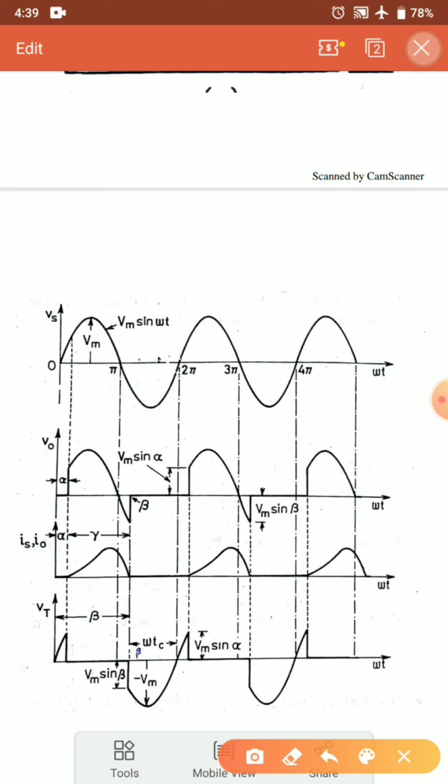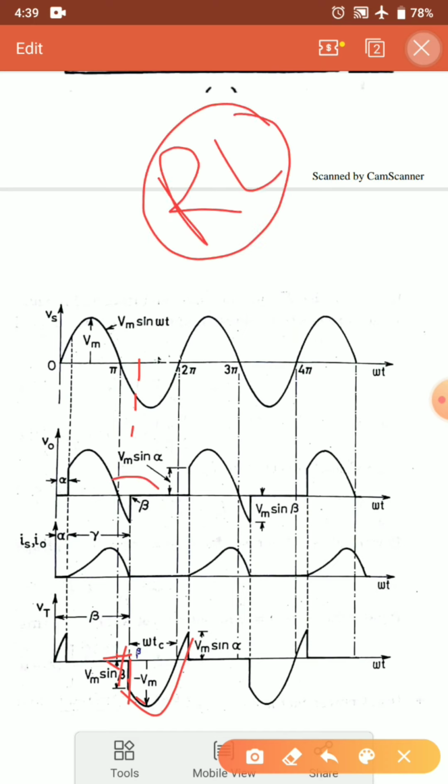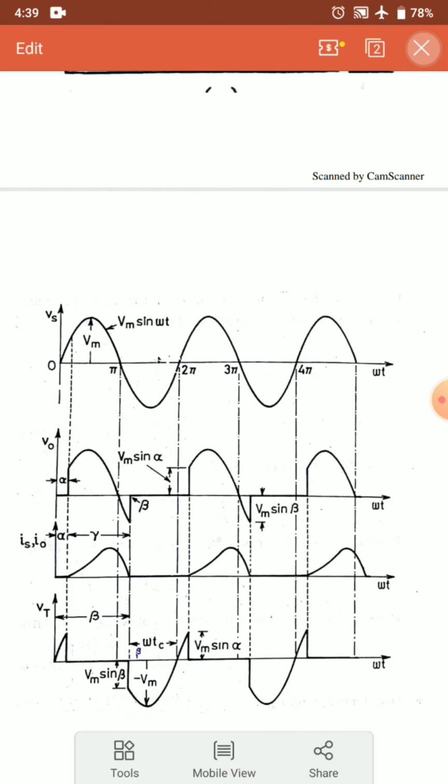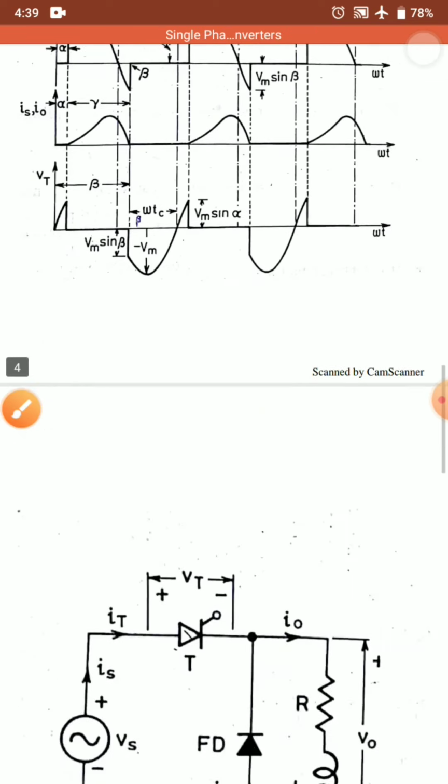So here we can see that up to this portion there is conduction. This waveform in R was in this manner, but here it is a straight line, then it is increasing in the negative direction. This is the only difference between an R load and an RL load. In RL load, we get a small discharge portion because of the energy stored in the inductor.